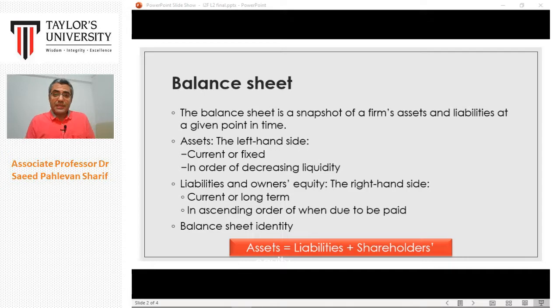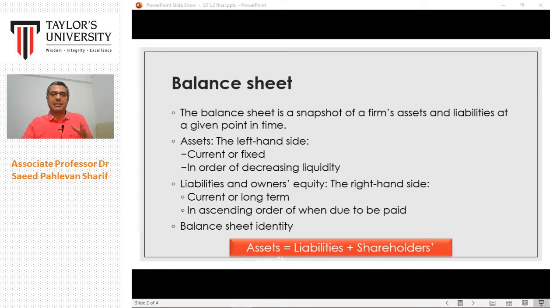A balance sheet is a way of organizing and summarizing what a firm owns, meaning its assets, and what a firm owes, meaning its debt or liabilities. The difference between these two is what we name the firm's equity at a given point in time.